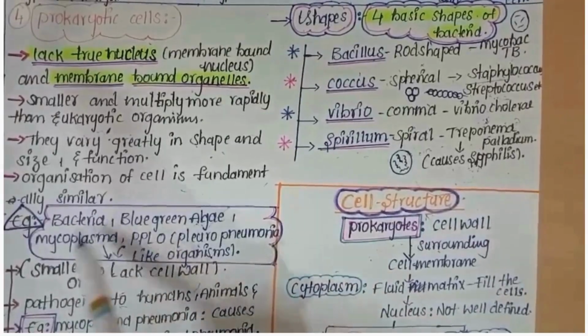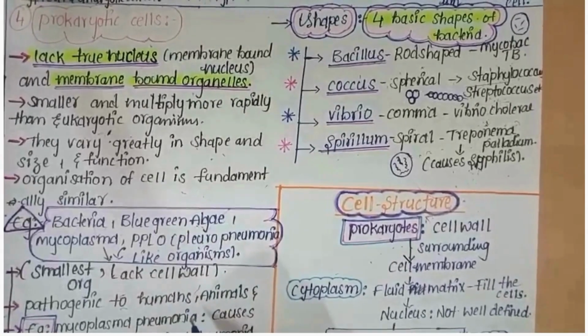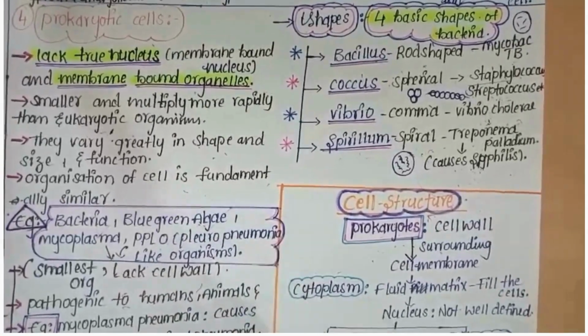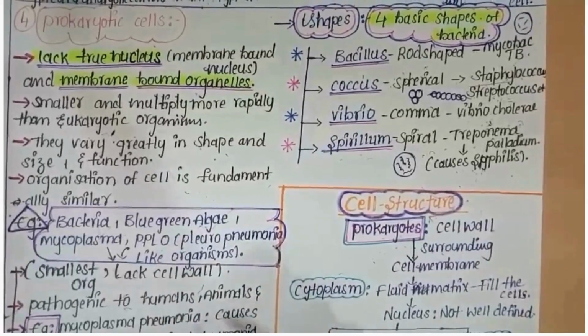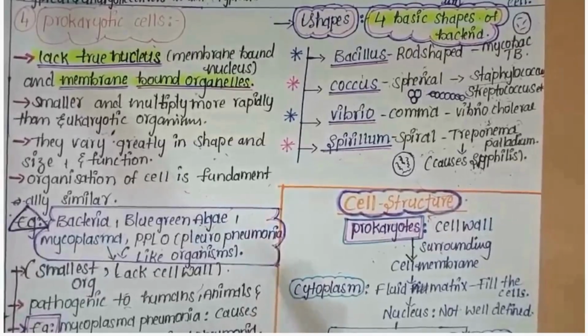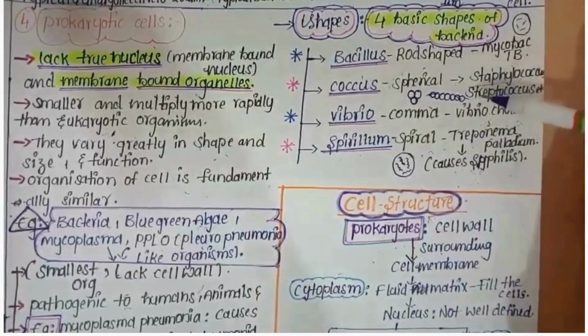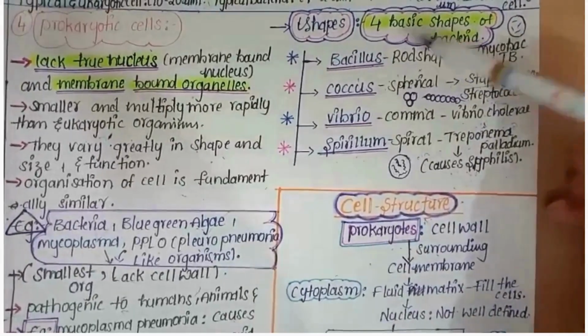As we all know, these are the smallest organisms and lack a cell wall, and are pathogenic to human beings and animals. An example of this is Mycoplasma pneumoniae, which causes atypical pneumonia, which is an abnormal one and requires special treatment for its cure. Here they have given 4 basic shapes of bacteria. Let's discuss it in detail.